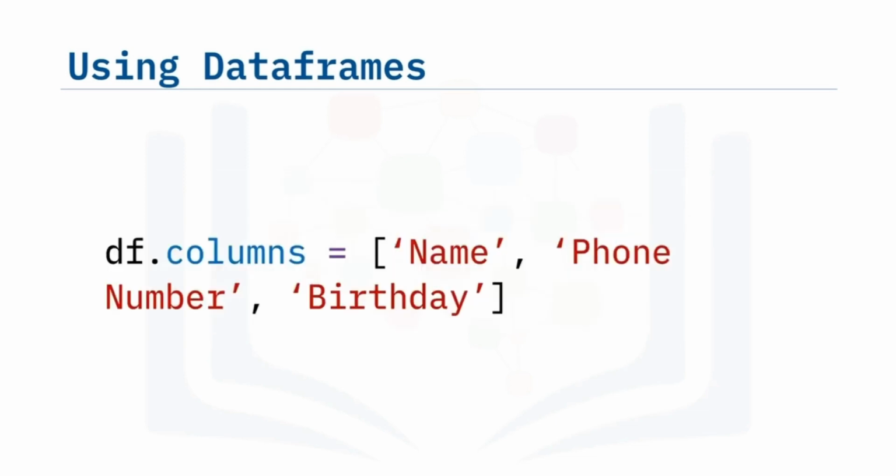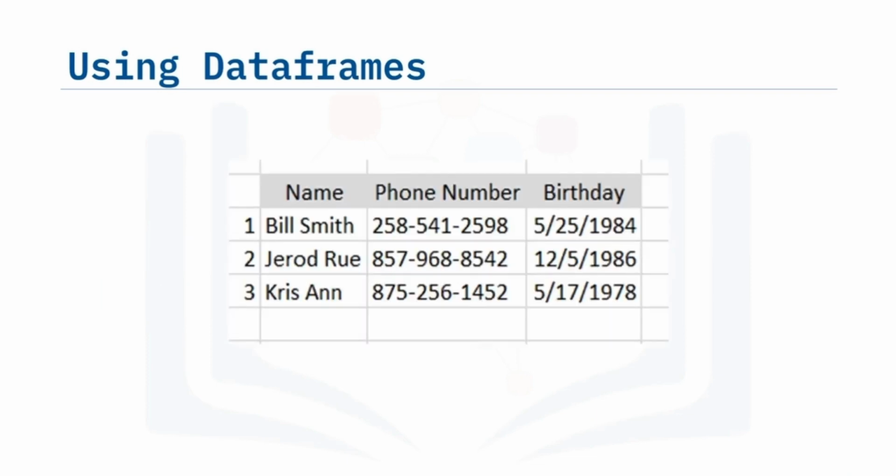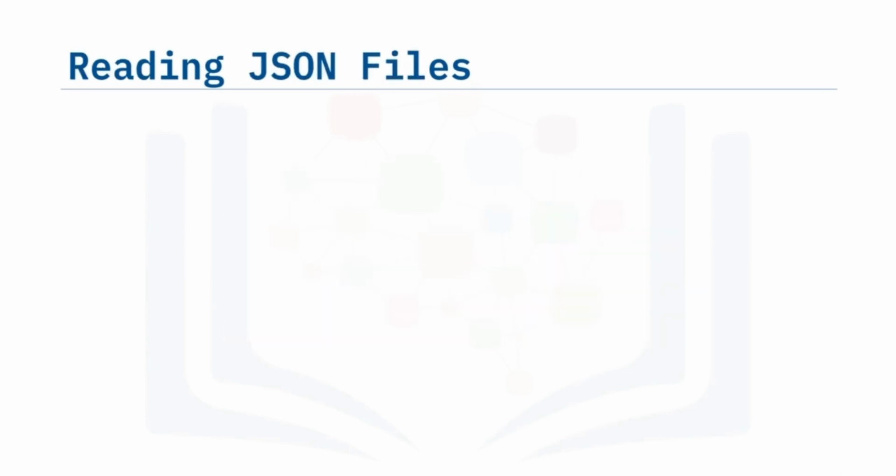We easily solve this by adding a data frame attribute. We use the variable df to call the file, then add the columns attribute. By adding this one line to our program, we can then neatly organize the data output into the specified headers for each column. The next file format we will explore is the JSON file format.